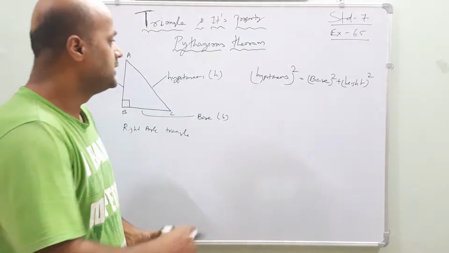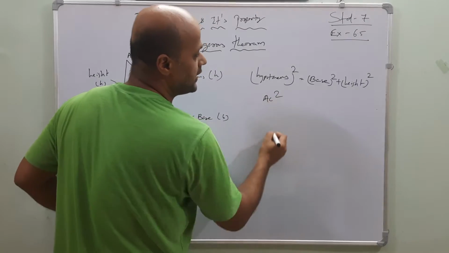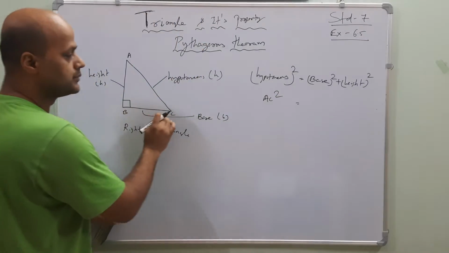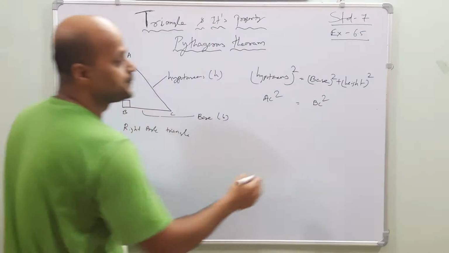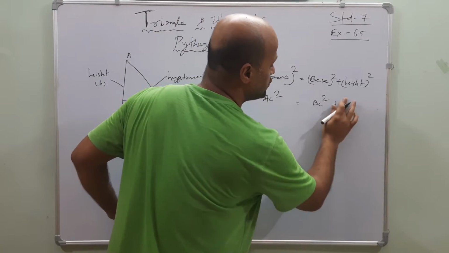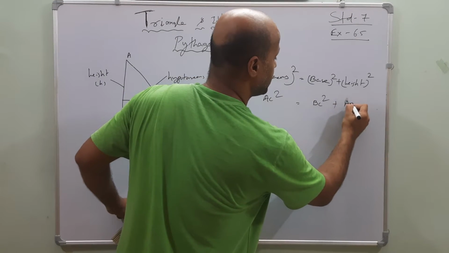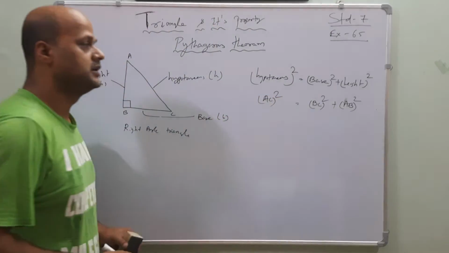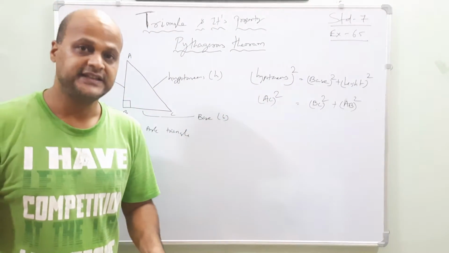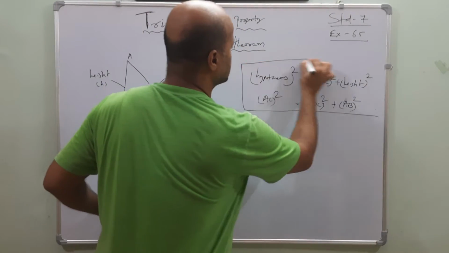Understood my dear friends? Here hypotenuse is which one? Yes, it is AC square. Base is which one? BC. I will write here BC square. Here it is saying which one? AB square. But all are coming in brackets my dear friends. So this is called the Pythagoras theorem. You have to remember this one.